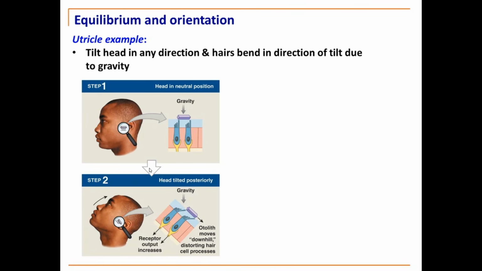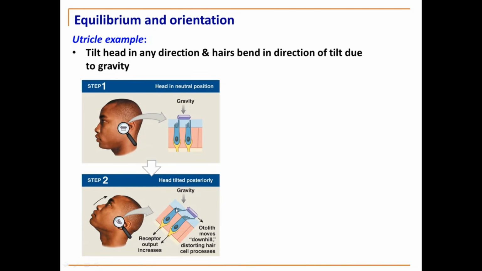So this is what we're going to be talking about. We've done an example already, but we'll do utricle as an example, and we're thinking about tilting. So if you tilt your head in any direction, the hairs will bend in the direction of the tilt due to gravity. If we're taking a little look at this image here, you can see this guy, he tilts his head from the neutral position, and you can see the utricle's hairs are upright, and then he bends his head backwards, and you can see that the hairs bend backwards.